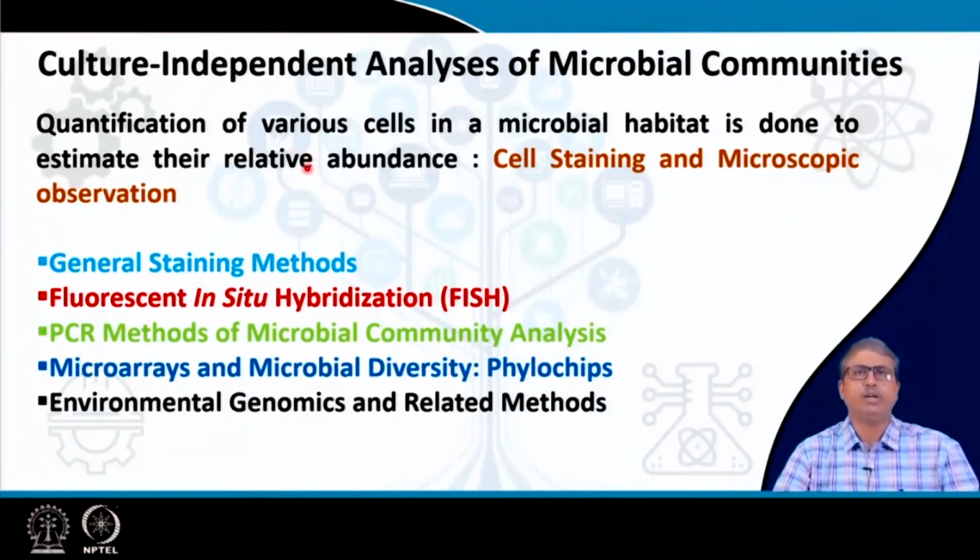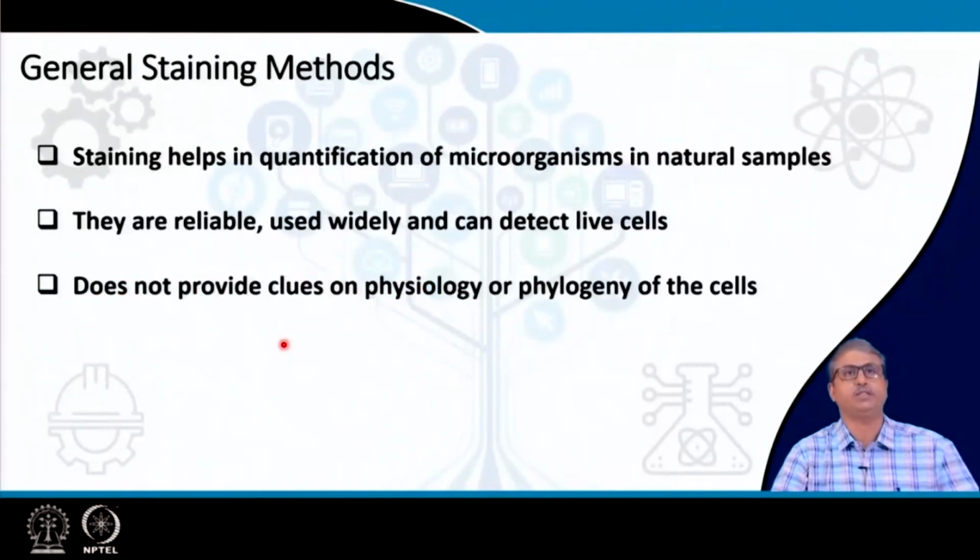Okay. So, one way of looking into these questions, like what the relative abundance is and what the different types are, is basically a simple method of cell staining and microscopic observation. These are divided into some subheadings, like the general staining method and the fluorescent in situ hybridization based method. There are other methods which are included. These are basically, as discussed earlier, different aspects of the culture independent methods.